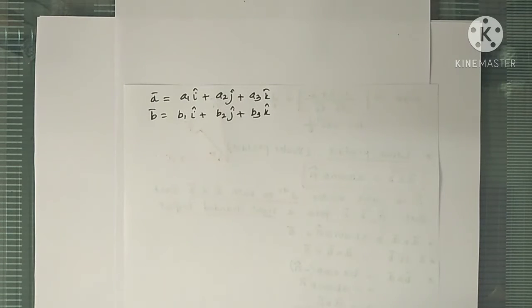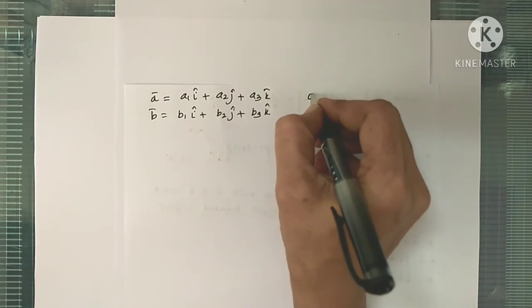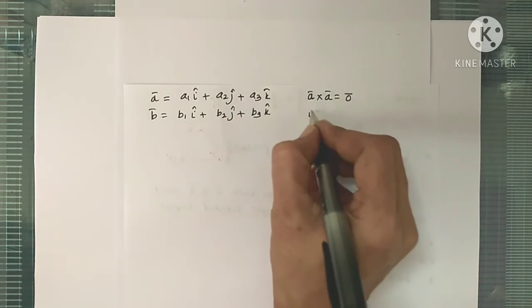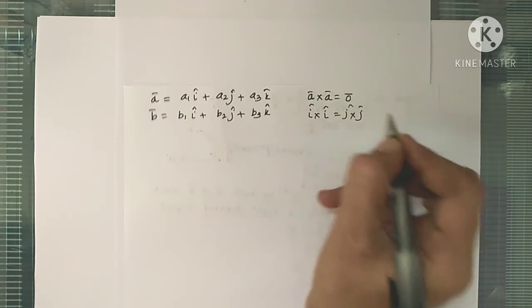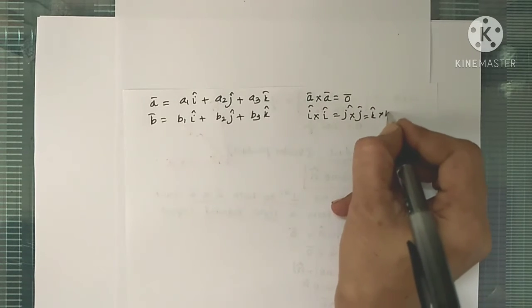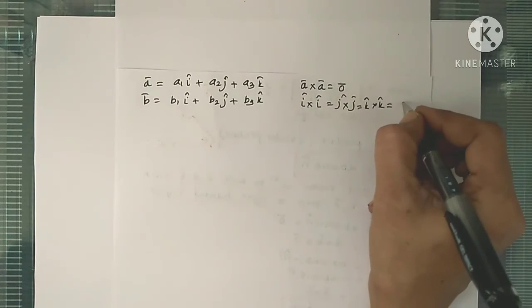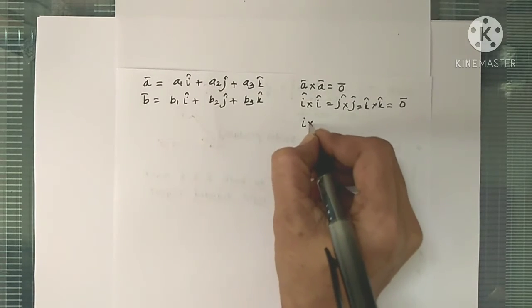Okay. Now the cross product is distributive over vector addition. But before that, let's revise what happens. If I take A bar cross A bar, then it is the 0 vector. So if I take i cross i or j cross j or k cross k, so if I take the cross product with the same vector, I get 0 bar. So i cross i is 0, j cross j is also the 0 vector, and k cross k is also the 0 vector.